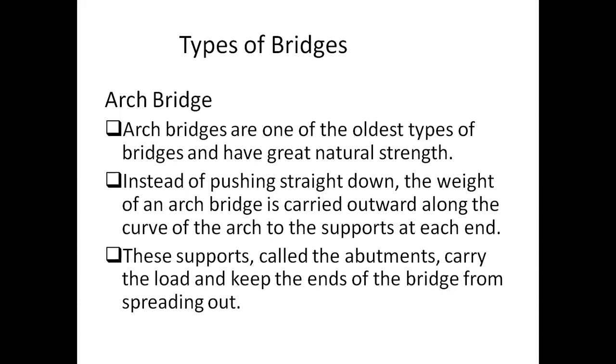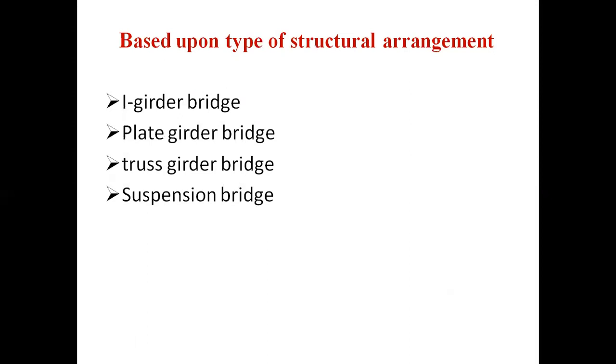At the same time, these supports are called abutments in an arch, and they carry load and keep the ends of the bridge from spreading out. If you see the arch action, you can find it clearly, because every arch bridge has only two abutments. Arches don't have any kind of piers in between. So arch bridges have only two abutments, where load will transfer from the crown to the abutments. I think you all studied arches in your strength of materials, so you are all familiar with that.